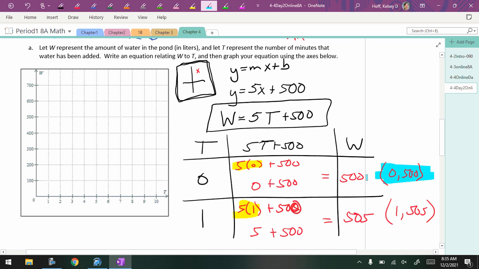And that's when you will type in 0, 500, plot point. It'll put it on the graph for you. And then you type in 1, 505, plot point. It'll put it on the graph for you. And then you use the line tool to connect it. Because your mouse will only let you put it on the grid lines, it won't know where 505 is. Does that make sense? Yeah.